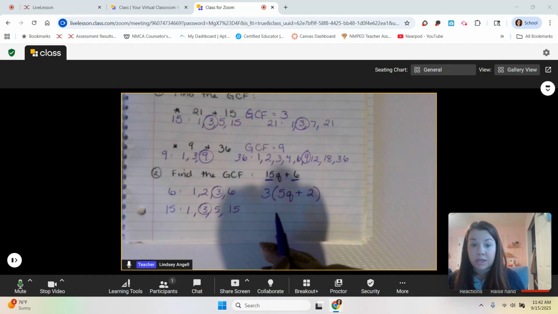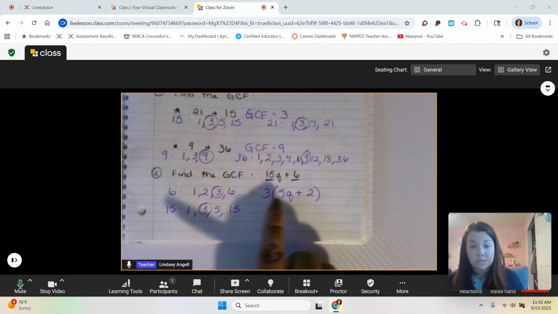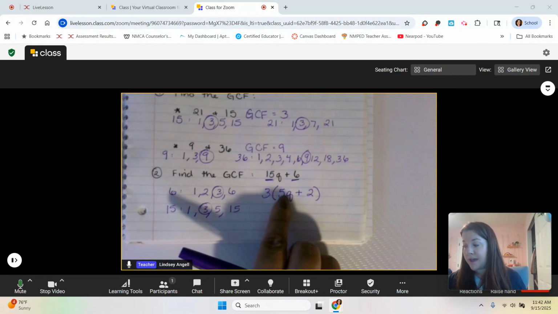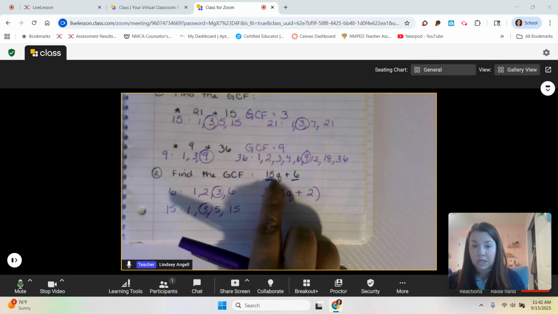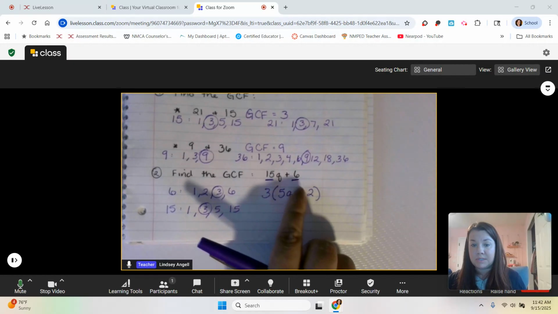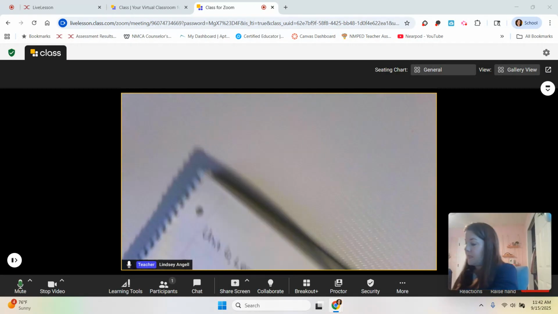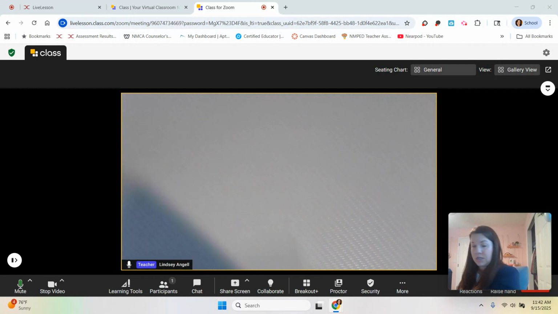To check your work, you could plug it right back in. Use the distributive property to put it right back in there. 3 times 5, well, yep, that gets me to 15q. Plus 3 times 2 gets me back to 6. Okay? And let's see here. I think, yeah, I've got 2 more problems set up for you.